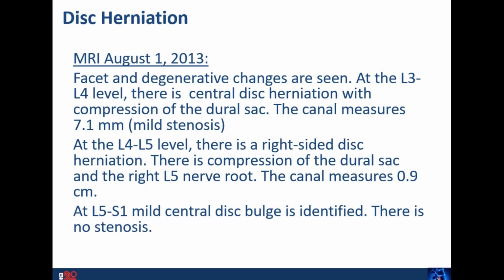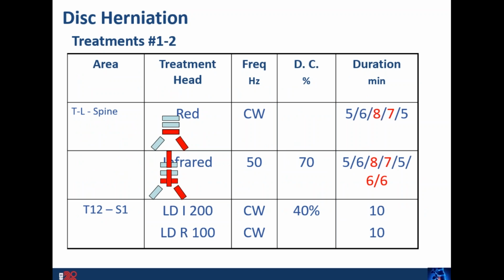So really, again, our examination and the diagnostic imaging indicated that the main area of concern is that lower lumbar region, especially on the right-hand side. So how we approached treatment was a little bit different than a standard treatment. What we did was we added an extra red dual array to affect the TL junction. That's what this extra bar is through here.